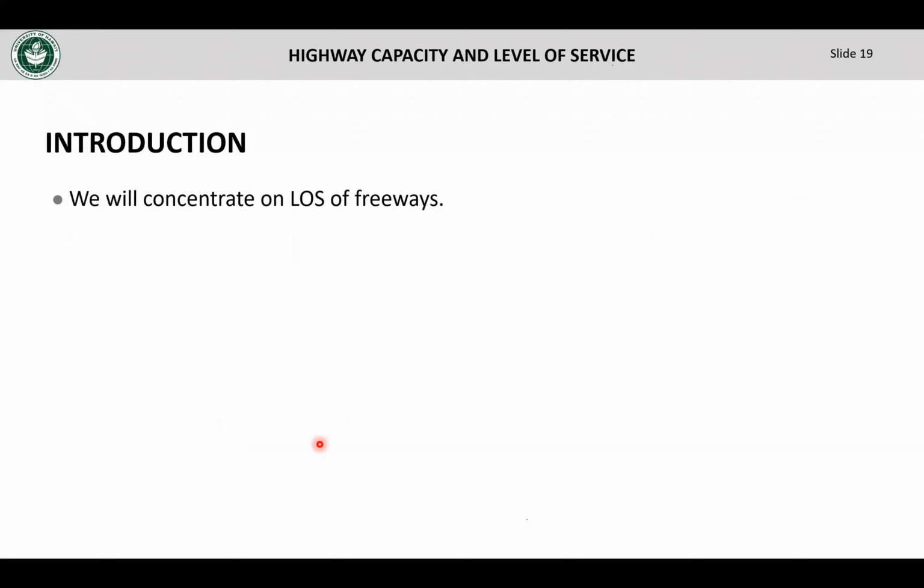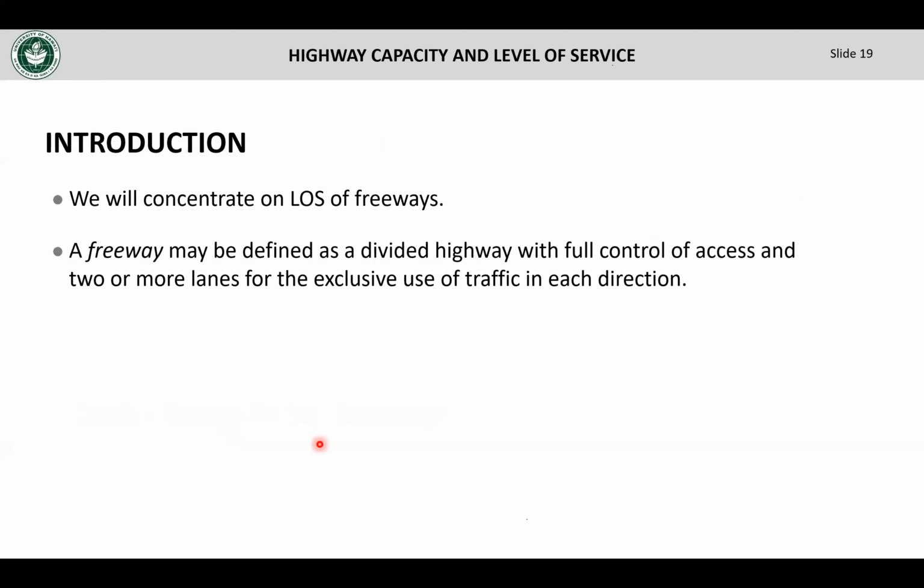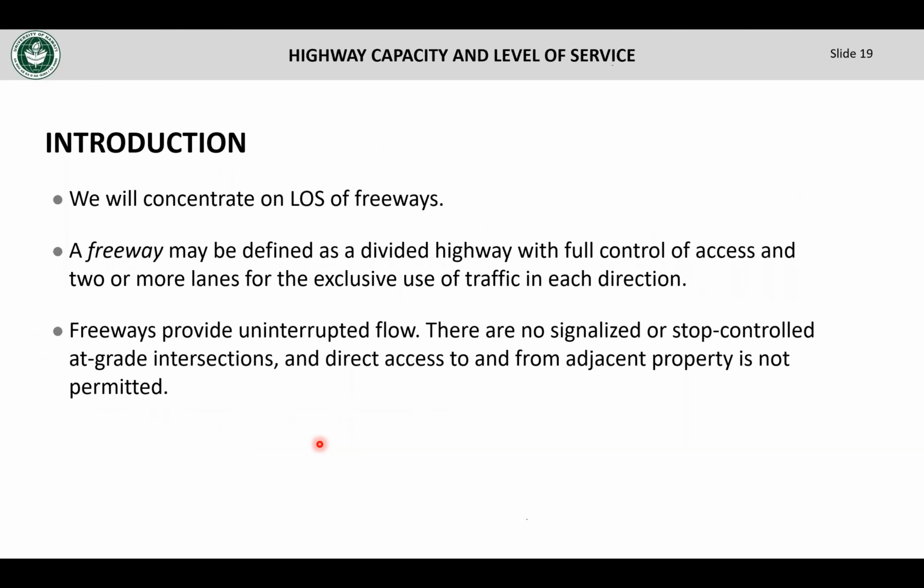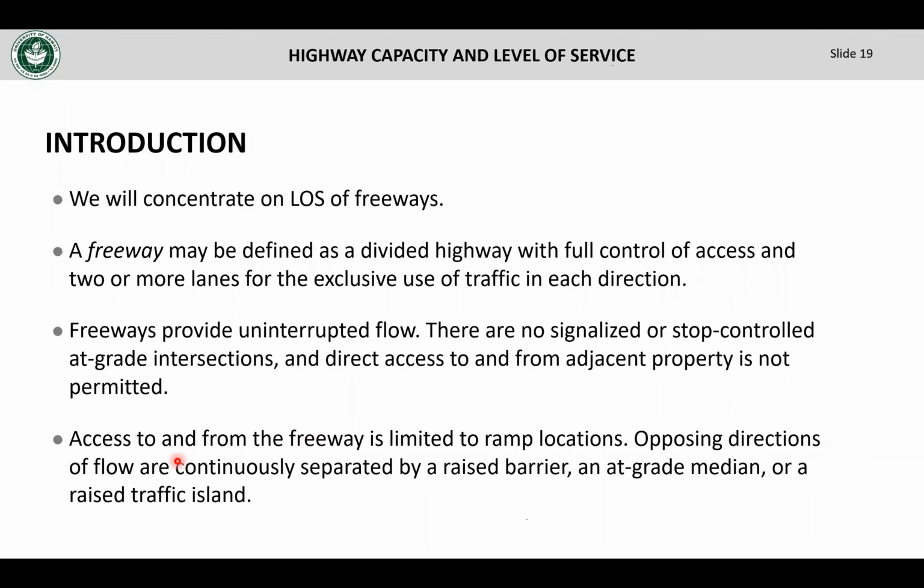So let's start with freeways. Let's concentrate on those. And let me emphasize what a freeway is. It may be defined as a divided highway with full control of access and 2 or more lanes for exclusive use of traffic in each direction. We mentioned that already. They provide uninterrupted flow, so there are no signalized or stop-controlled at-grade intersections, and direct access to and from adjacent property is not permitted. Another defining characteristic of freeways is that the access to and from the freeway is limited to ramp locations.